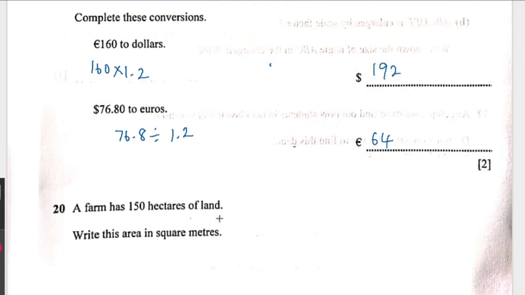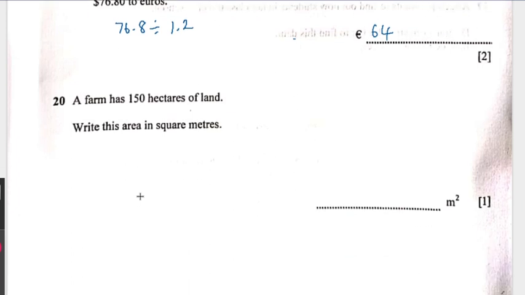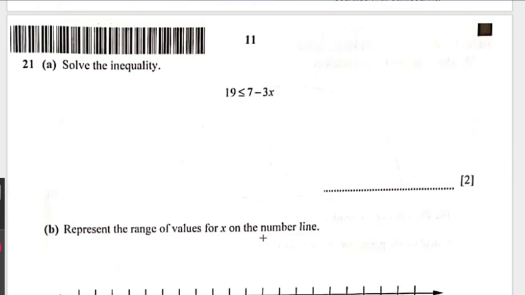Okay, next, a farm has 150 hectares of land. Write this area in square meters. So you should know 1 hectare equals to 10,000 meters square, right? So this one will give you 150, and then you add another 1, 2, 3, 4. That's it. Okay, you must know that 1 hectare is 10,000 meters square, or else you can't solve this lah. All right, okay, then move on.